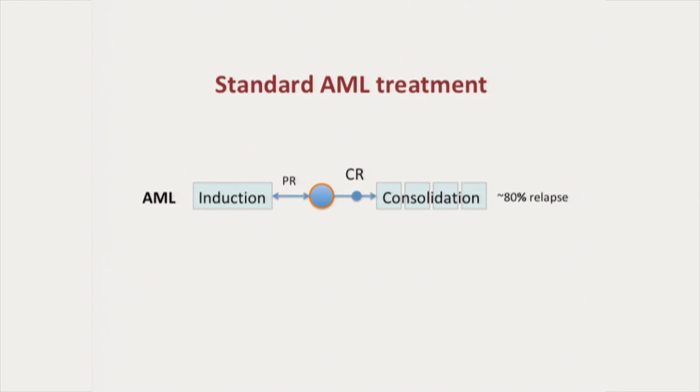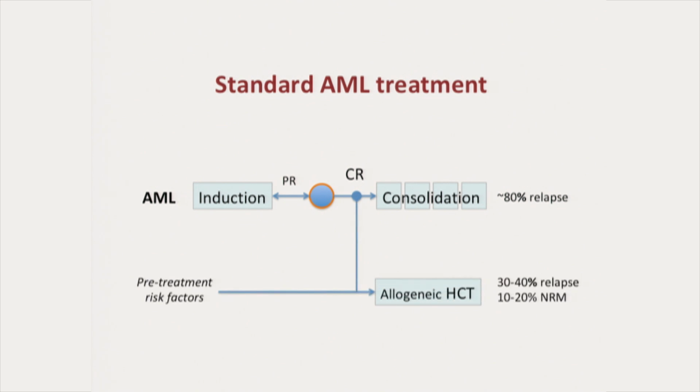The standard AML treatment includes induction, and at the end of the induction there is an evaluation of the treatment response. If it responds well, the patient receives consolidation therapy, and that's the end of treatment. About 80% of patients respond to the treatment and can get into so-called complete remission. Unfortunately, about 80% of those patients who respond to therapy are going to relapse.